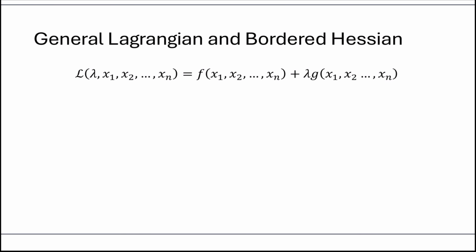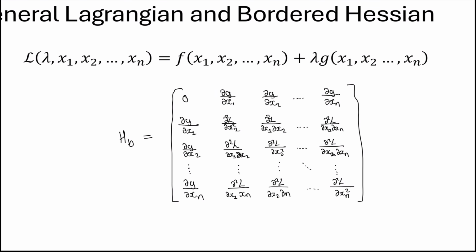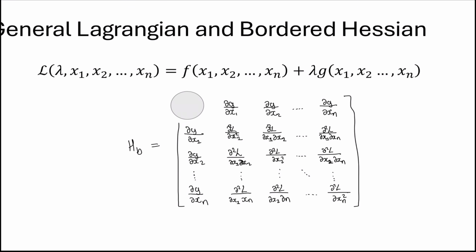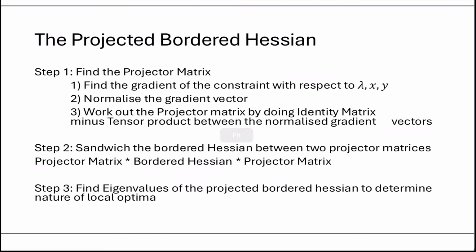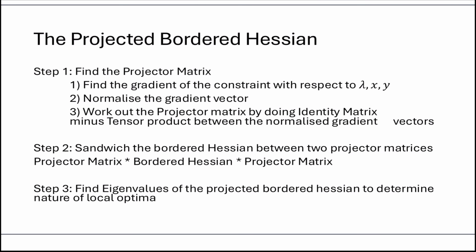Again, this is just the general Lagrangian, and if we write the general bordered Hessian, it would look like this. So we've got the gradient over here and over here, and then over here we've just got the Hessian. So we've got the second order partial derivatives with respect to x1, x2, all the way up to xn, and then we've got the mixed partials over here. Cool. Moving on to ways to classify the nature of the optima.